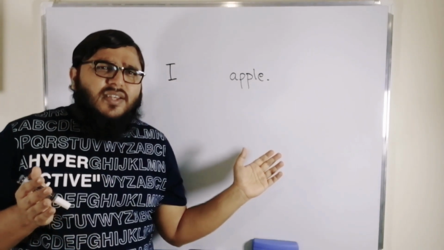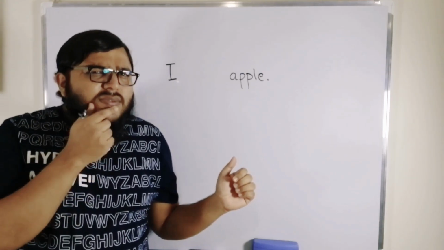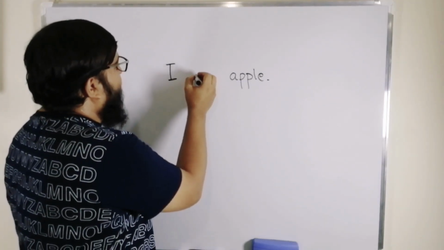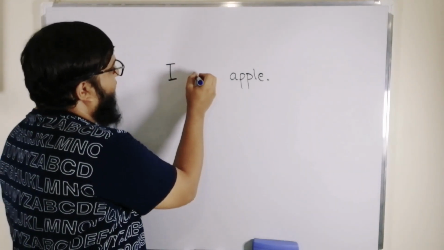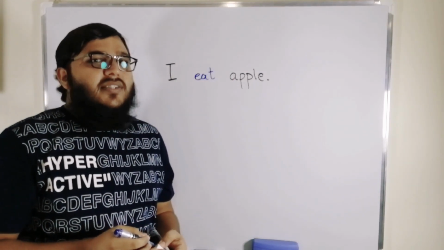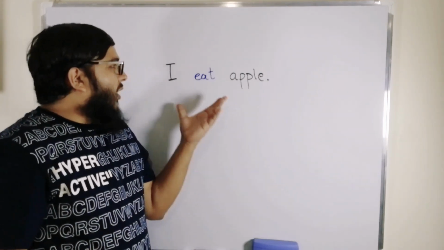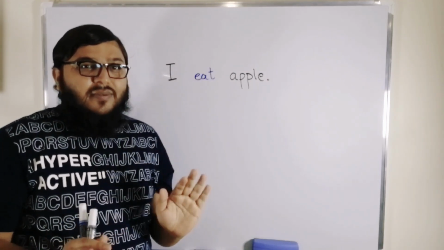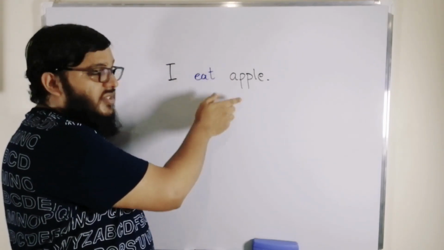What do you think the missing thing is here? The missing thing is perhaps "eat." I think I should use "eat" here. If I say "I eat apple," then it really makes sense to me and to you as well. Because without "eat," the sense is incomplete. So this is the importance. The word is very important in the sentence.